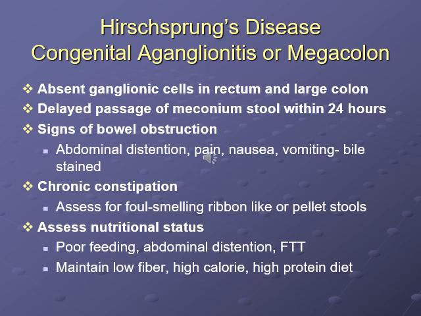They'll have chronic constipation, so assessing for foul smelling and ribbon-like or pellet-like stools. That's very classic for Hirschsprung's disease, and we would really want to question that and have them be evaluated. Again, it's typically a younger aged diagnosis, so we'll be watching for poor feeding, abdominal distension and pain, like I said, and then FTT, failure to thrive types of symptoms, not gaining weight, etc. We'll maintain a low fiber diet, high calorie, high protein, and again, depending on the patient's situation, they may need to have surgical intervention for this.